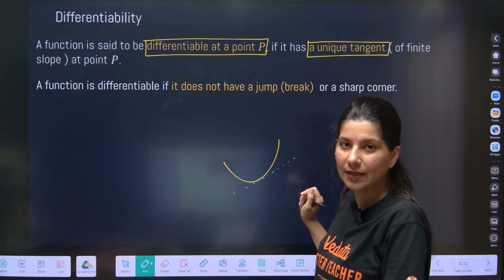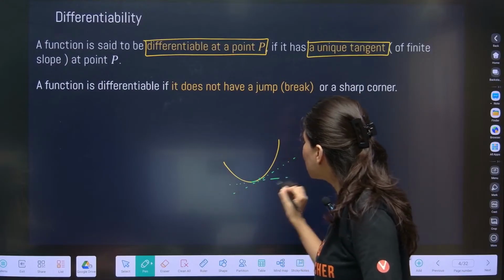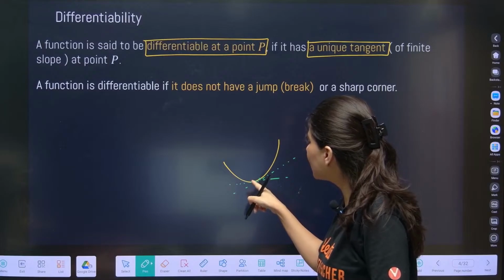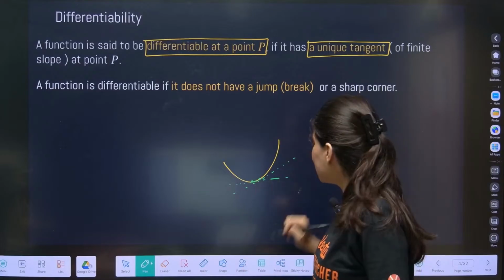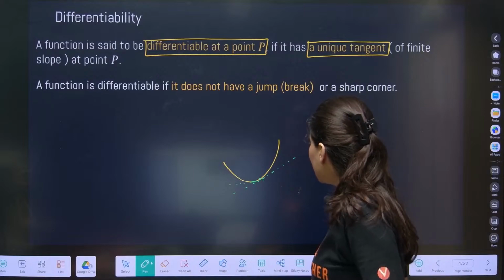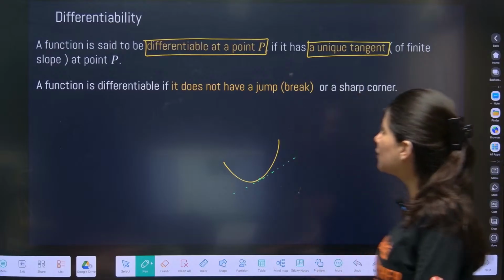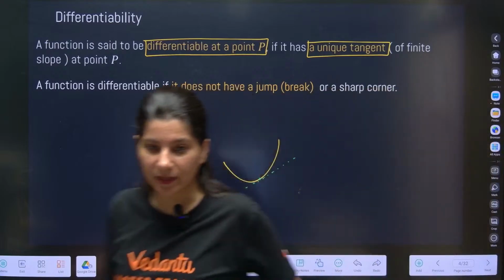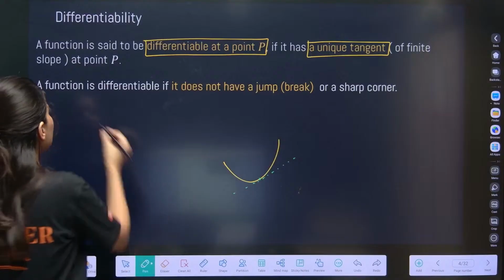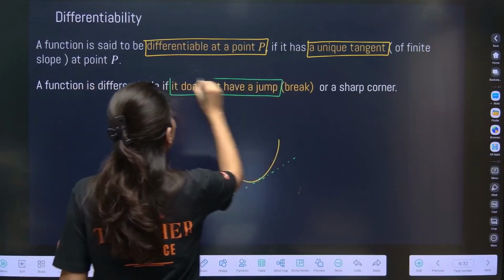Can you clearly see? Nobody can come and tell that, oh, I can draw one more tangent. No, so either this is not the point, or maybe this will not be a tangent. So only a unique tangent should be possible. Then only we can say that that function is differentiable. In other words, a function is differentiable if it does not have a break.